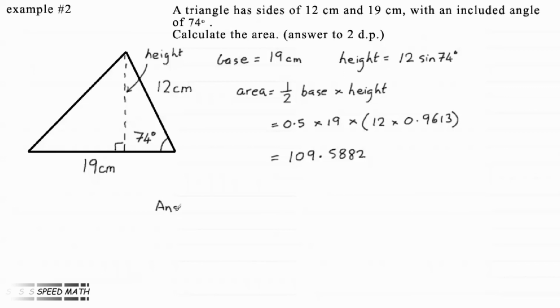So we can write our answer. The area of the triangle equals 109.59 square centimeters to 2 decimal places.